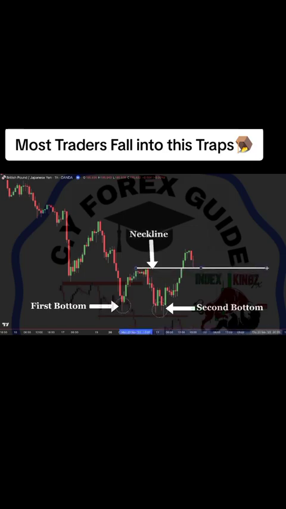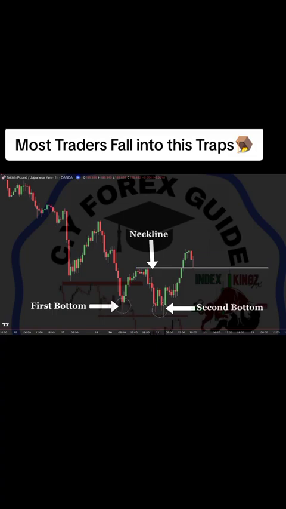This is where the first bottom forms. After the pullback, the market attempts to move lower again, but this time sellers fail to break below the first bottom, creating the second bottom. This signals that sellers are losing strength while buyers start stepping in, an early sign of a potential trend reversal. Now we have two bottoms formed at similar price levels and a neckline created by connecting the highs between the two bottoms. The neckline acts as resistance, which buyers will try to break.